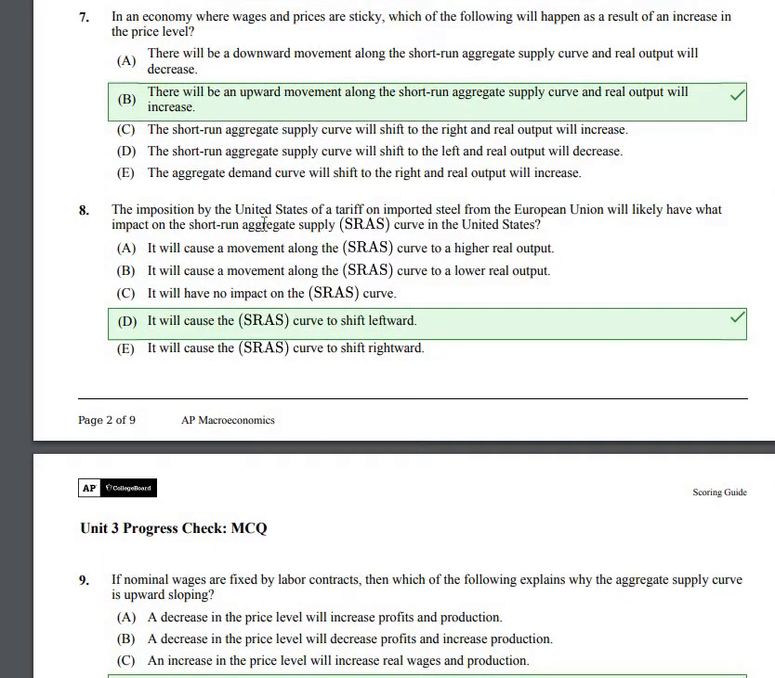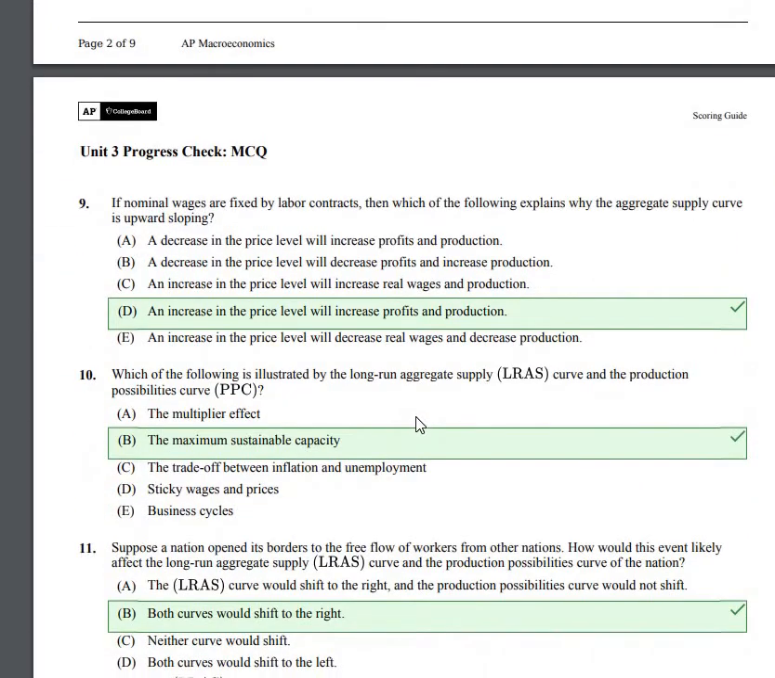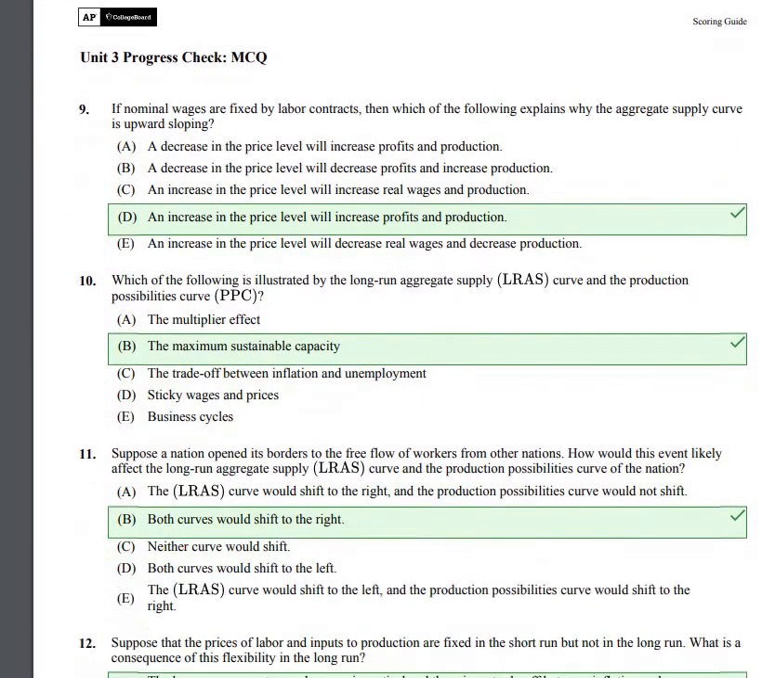Number 8, the imposition by the United States of a tariff on imported steel from the European Union will likely have what impact on the short-run aggregate supply curve in the United States? D, will cause the short-run aggregate supply curve to shift left. You're making steel, which is an input for manufacturing, more expensive, thus meaning it's more expensive for businesses to produce stuff, decreasing the amount of stuff they can produce. And stuff is a scientific term, in case you didn't know.